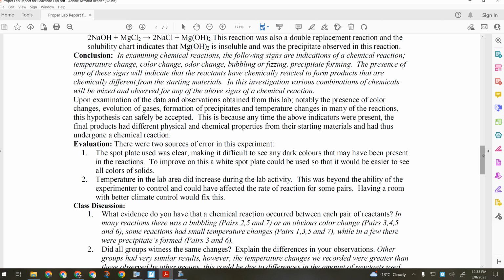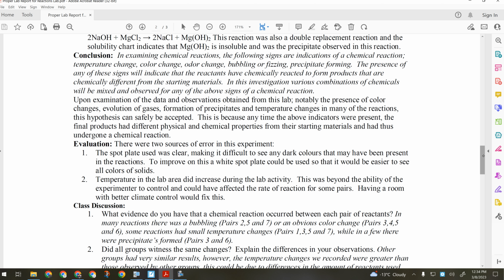Second source of error, temperature in the lab did increase during the lab activity. Did anyone look at the thermometer on the wall? How many people didn't even notice there's a thermometer on the wall? There's actually a thermometer and a barometer on the wall in the chem lab because those 2 things were 2 of the control variables I listed, because they could both affect what goes on in a chemical reaction. So this was beyond the ability of the experimenter to control, and I have to say that I don't control the heat in that room. I want it to stay the same, so I didn't mess with the thermostat.